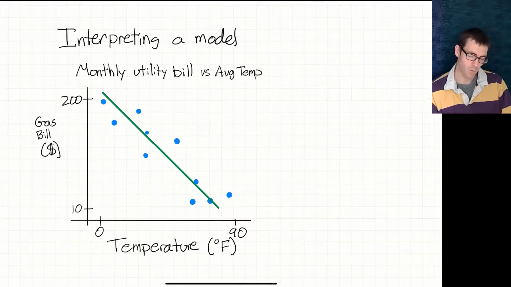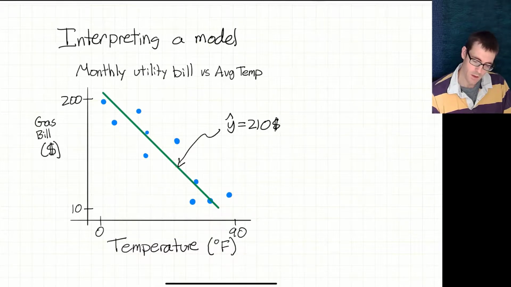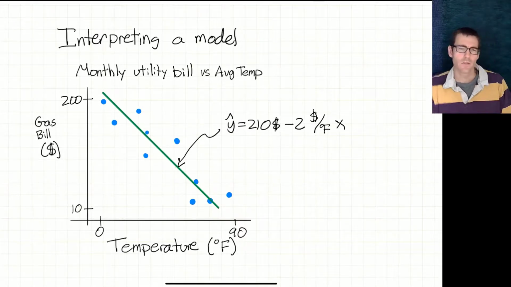And let's say that we went through that process and we found the correlation coefficient, we found the means, and we determined that the equation of this line was y hat equals, let's say, $210 minus, let's say, $2 per degree Fahrenheit. All right, so it's important to pay attention to the units here, because that's going to give us clues as to how we can actually use this information.